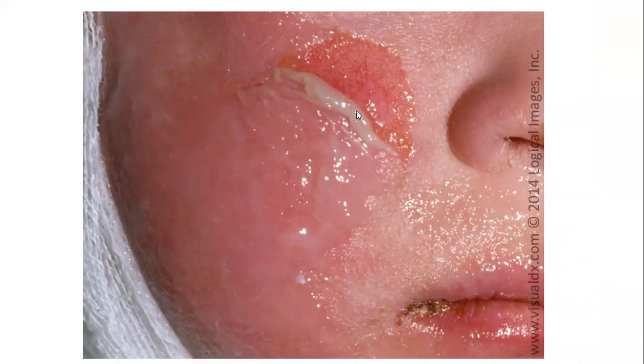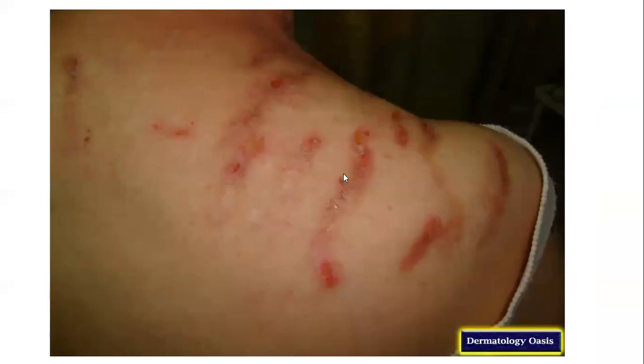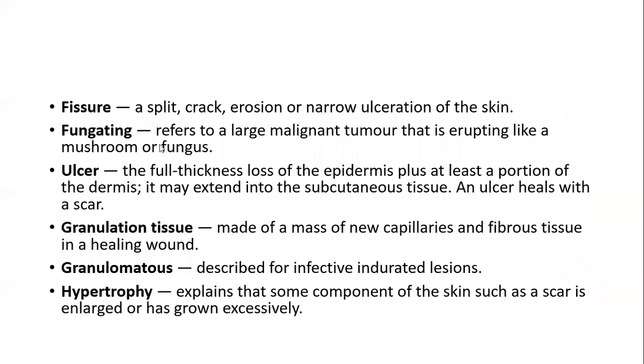Superficial erosion. Erosion is loss of epidermis, but the whole epidermis is not lost. Some portion of epidermis is left. So usually the erosion heals with pigmentation, hypo or hyper, but not with scarring. So you can see here the linear excoriations, a very itchy condition. You can see fissures, which are split cracks, and erosions and narrow ulceration.